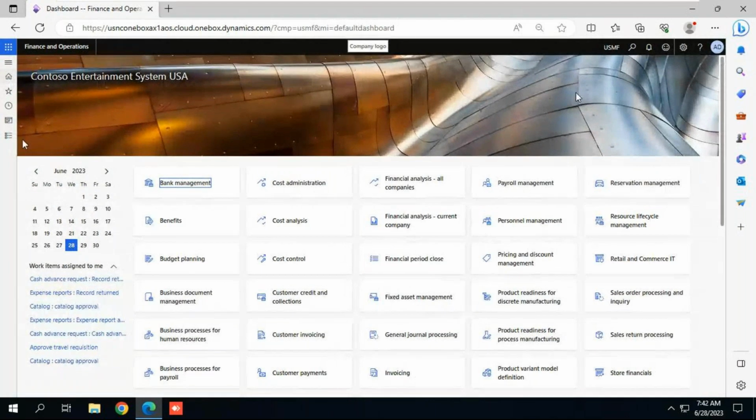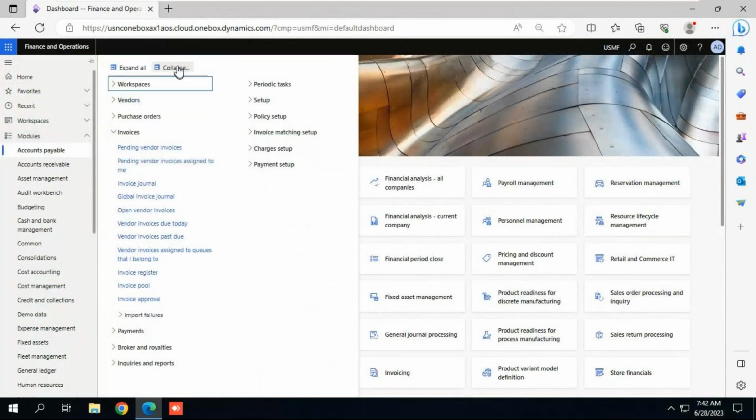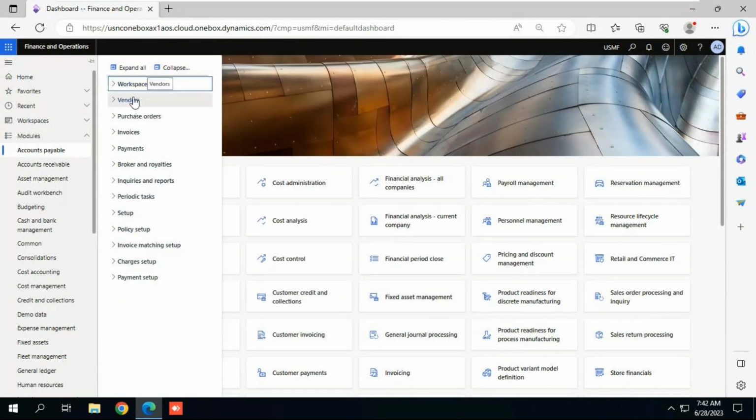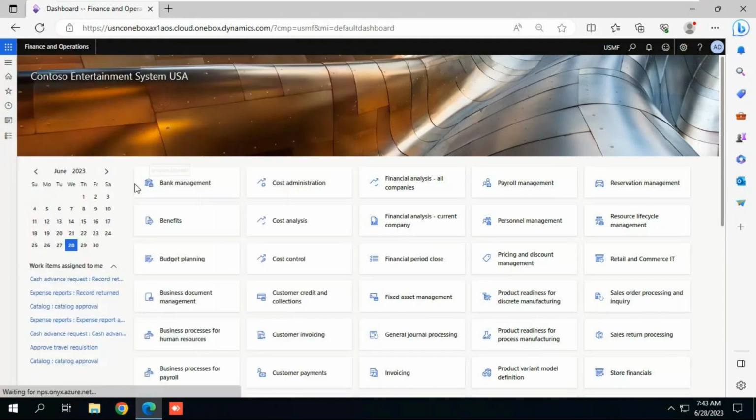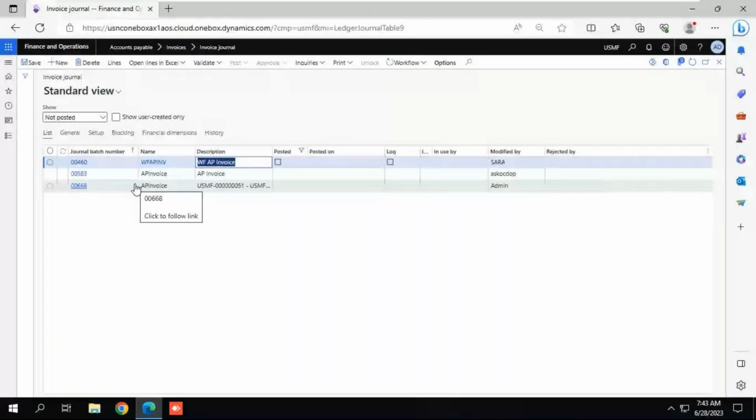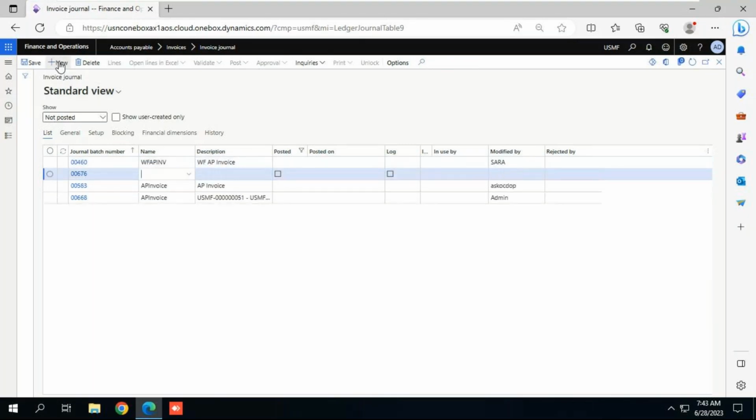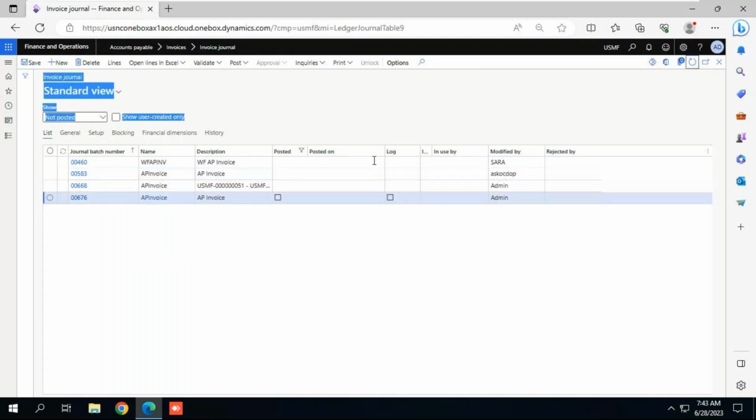You need to go to the accounts payable module. Collapse all. Invoices, invoice journal. You can select the invoice journal. You can click on the new button and select the journal name. Once you click, you can click on the lines button or click here. Anyone is fine. And select the vendor.